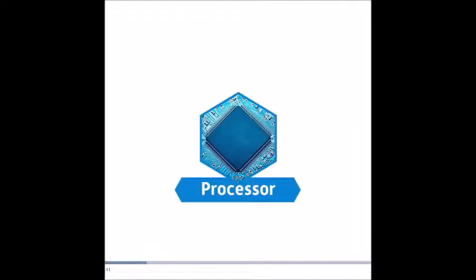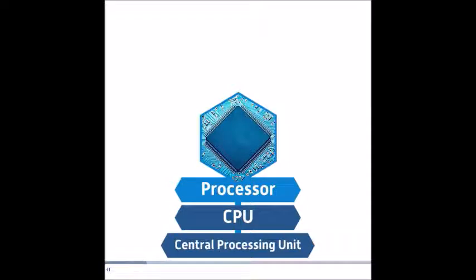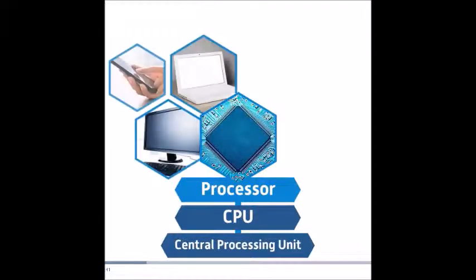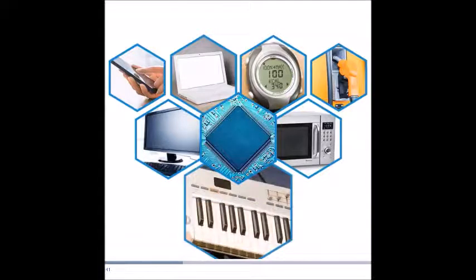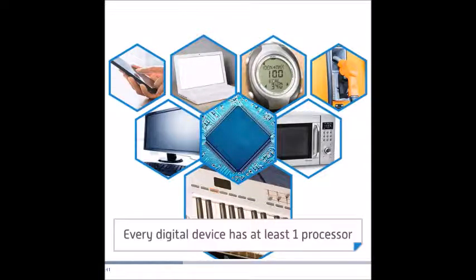The processor, also known as the CPU or central processing unit, is a key component in any digital device. You would find at least one processor in a desktop or laptop computer, as well as in a tablet or mobile phone. But processors can also be found in digital watches, microwaves, petrol pumps, and electronic musical instruments. Any digital device has at least one processor, and there are billions of them throughout the world.